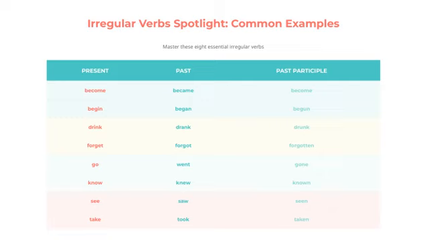Notice how these irregular verbs change completely. They don't just add -ed. This makes them a bit tricky but very important to learn, since they don't follow the regular pattern. Getting comfortable with these examples will really help you understand and use irregular verbs correctly in various contexts.